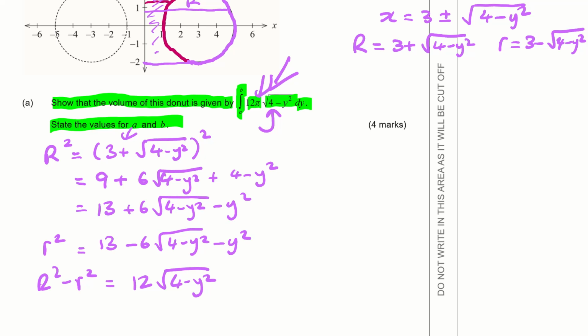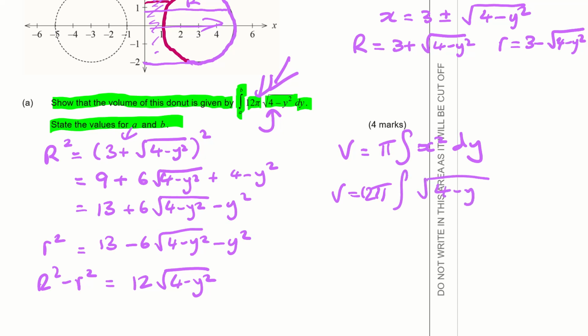The π is just going to come from our formula, isn't it? So, π times the integral of x² dy, thinking about the fact that we're taking the R and the r in the horizontal direction. And so that is going to do it, I think. That gives us our π, and the 12 comes from over here. Then we've got the √(4 − y²) dy.